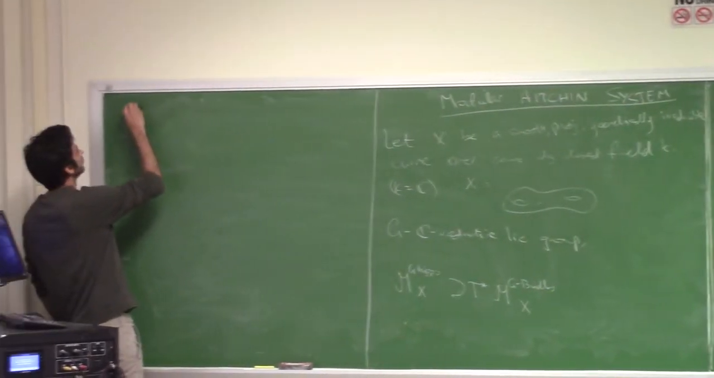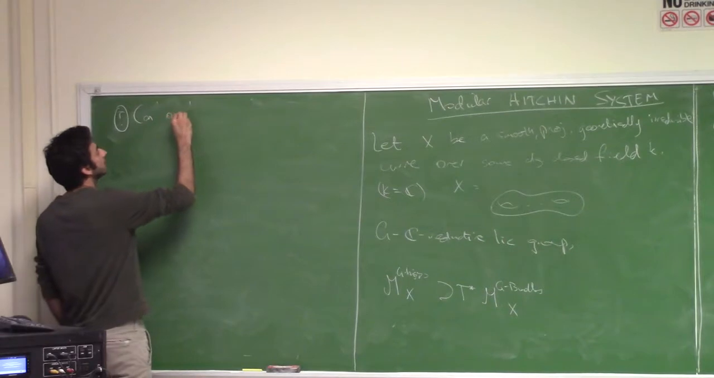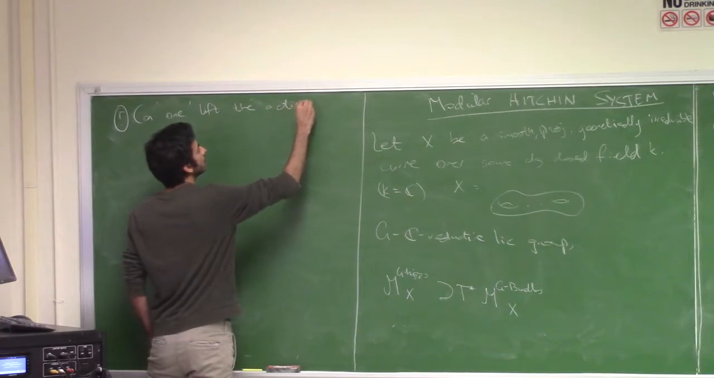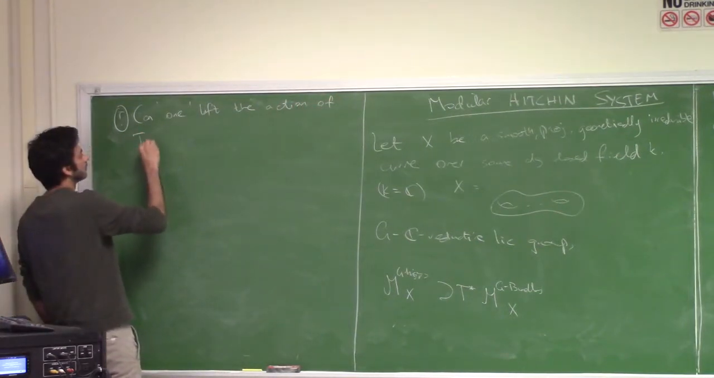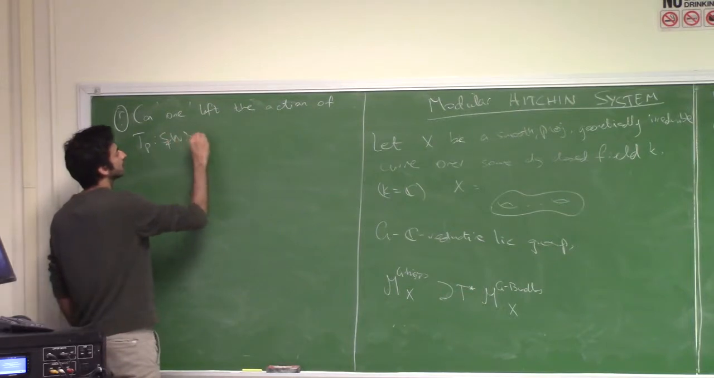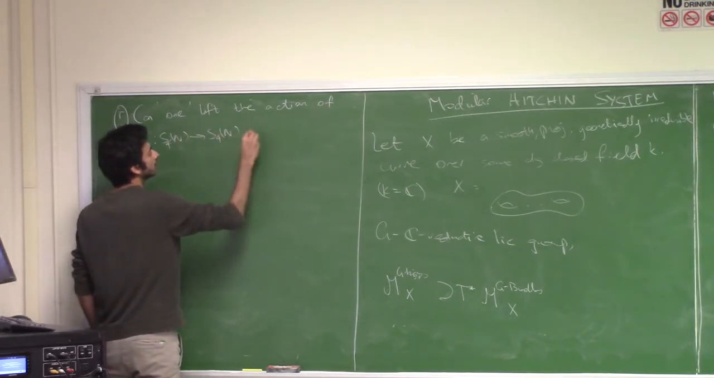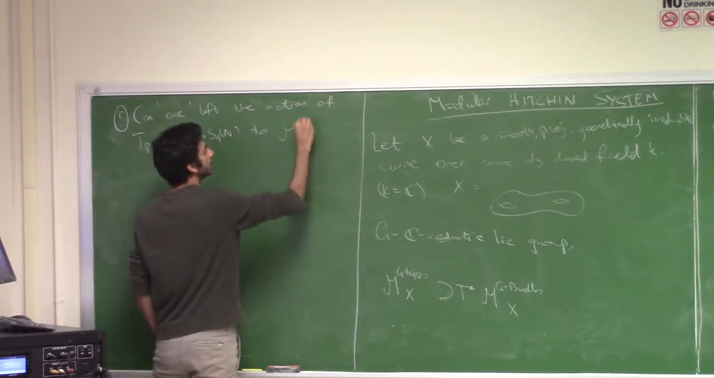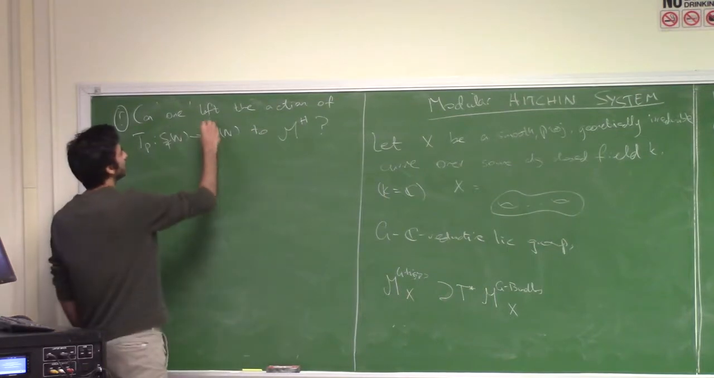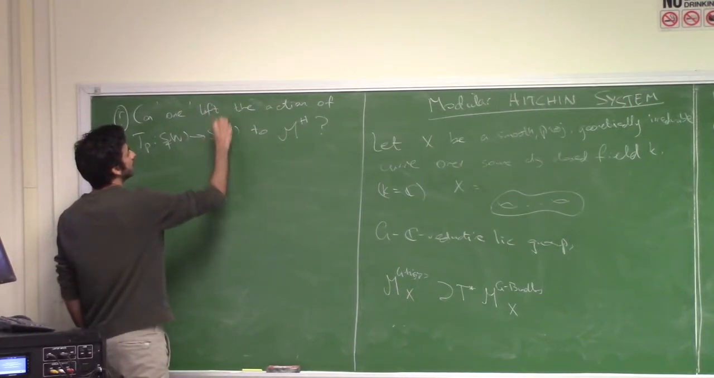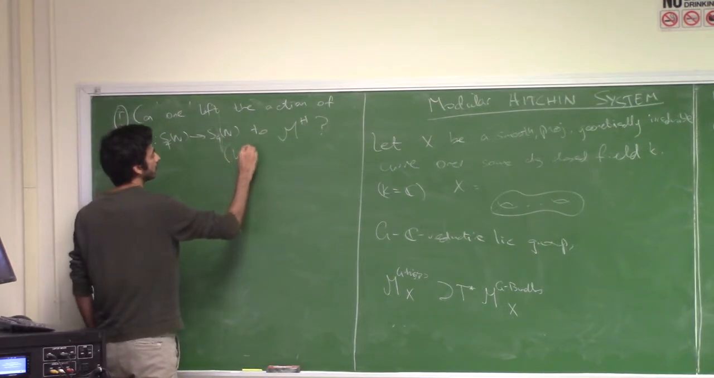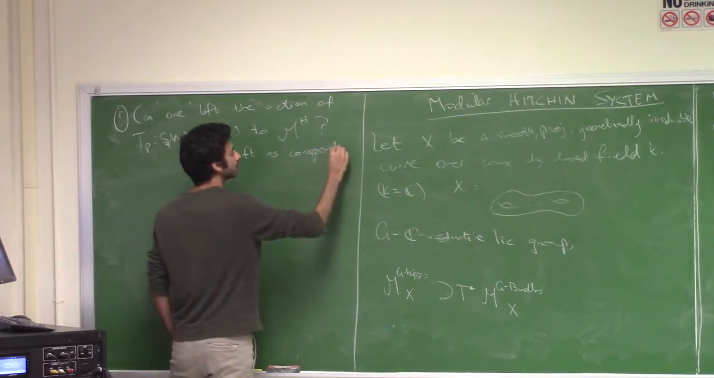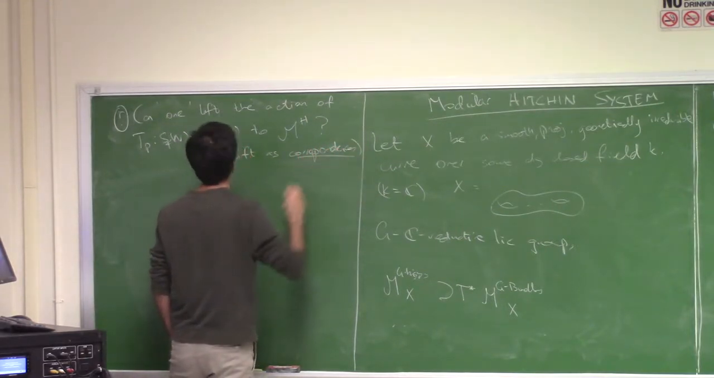So I guess the first question is, can one lift the action of Tp from the base to the entire moduli space M_H? And by lift over here, I really mean lift as correspondences. I'll explain what they are later.